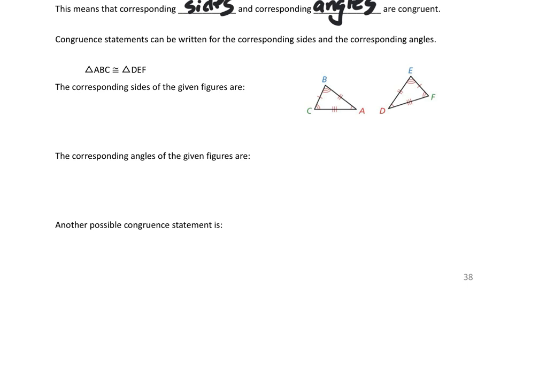Okay, so first thing here is it says, identify the corresponding sides of the given figures, okay? And so what we'll say here is, I'm going to start with BC. BC would be congruent to, and we have to look at, BC has 1 mark on it, EF has 1 mark on it. The 2 that have the same marking are congruent.